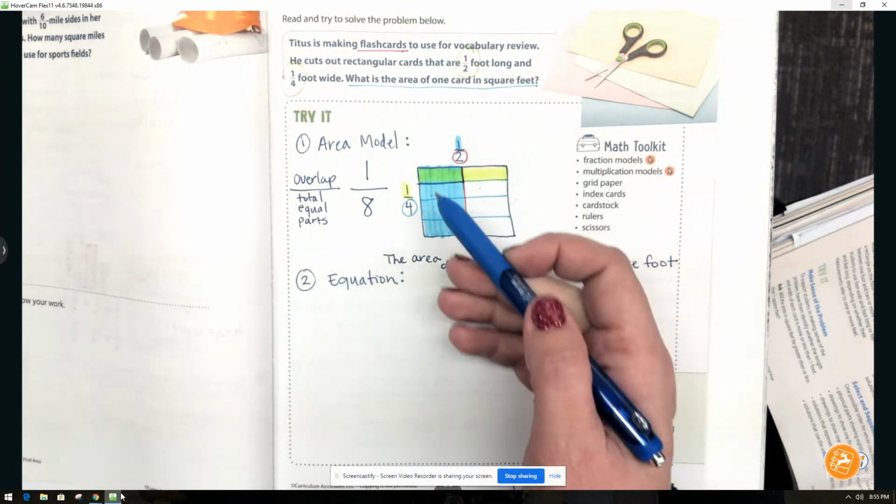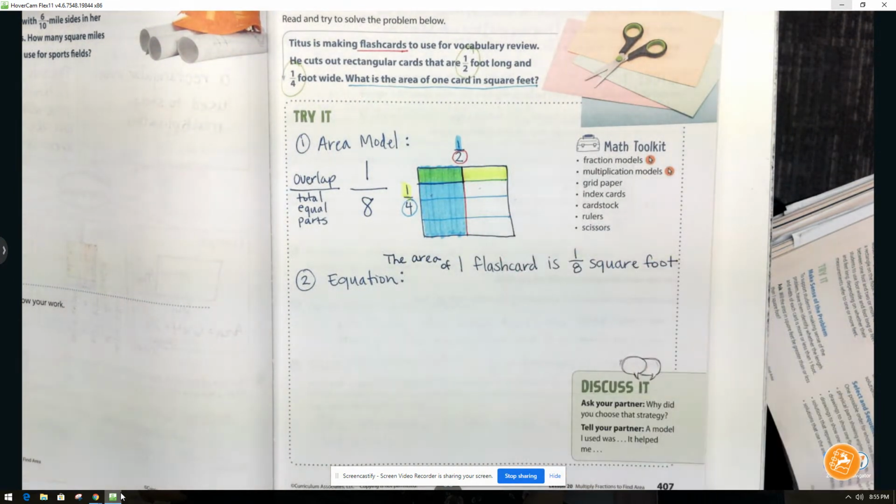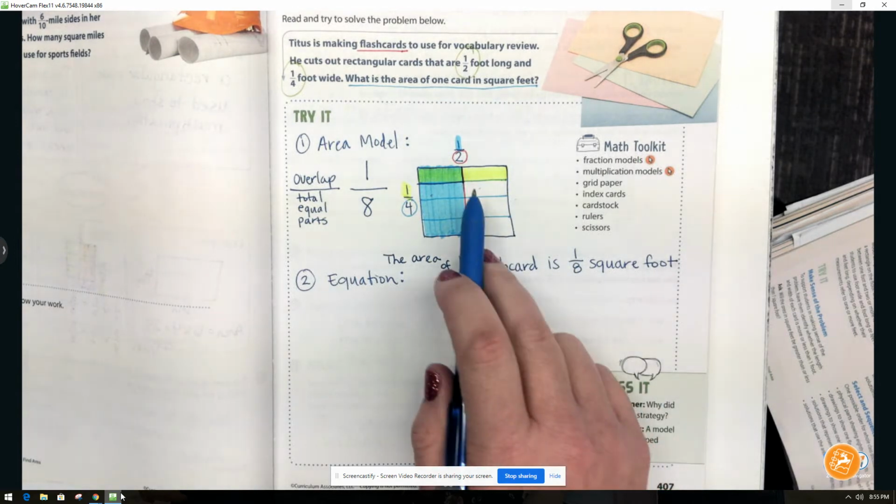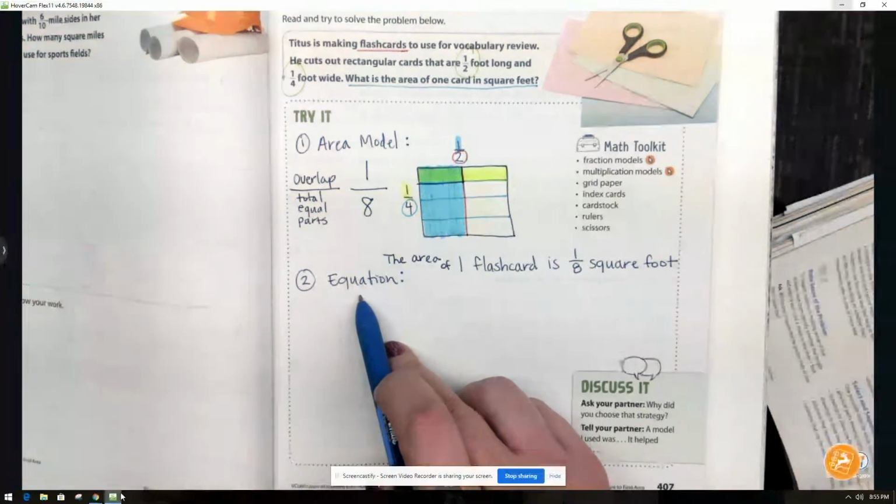Now, again, area model, maybe not your cup of tea, but we are going to be doing them for at least the next 4 days. So if I were you, I would definitely at least figure out how to draw these area models. But you could always check your work with an equation.